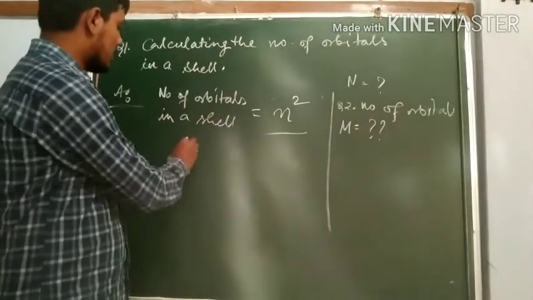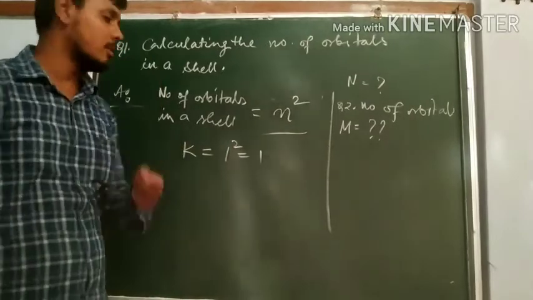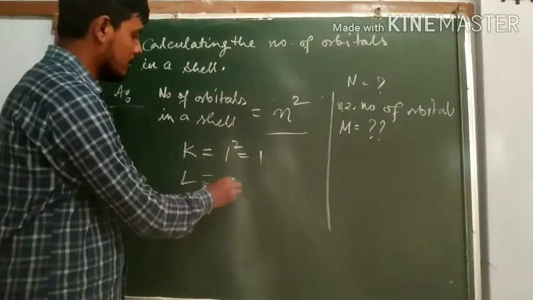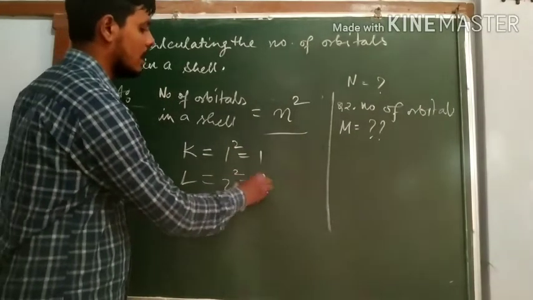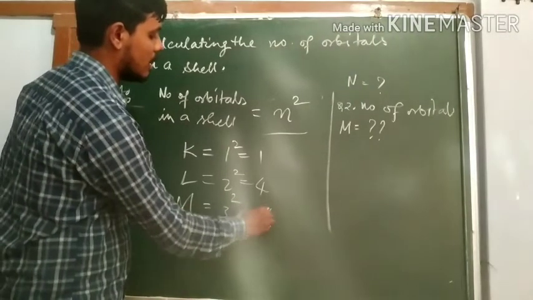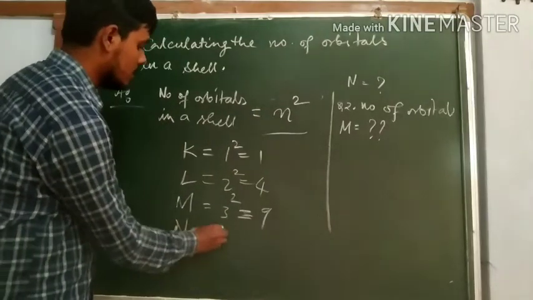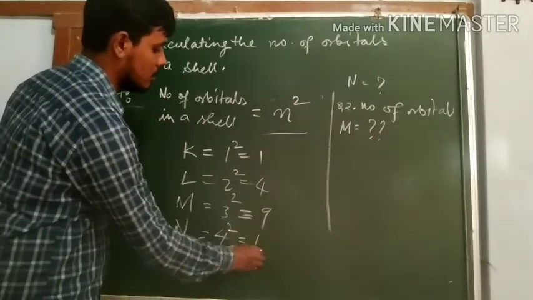Tetia hole K cellot keta orbital thakibo 1 square, eta orbital thakibo, s orbital eta thakibo. L cellot keta orbital thakibo 2 square equals to 4. M cellot keta thakibo 3 square equals to 9. N cellot keta thakibo 4 square equals to 16.